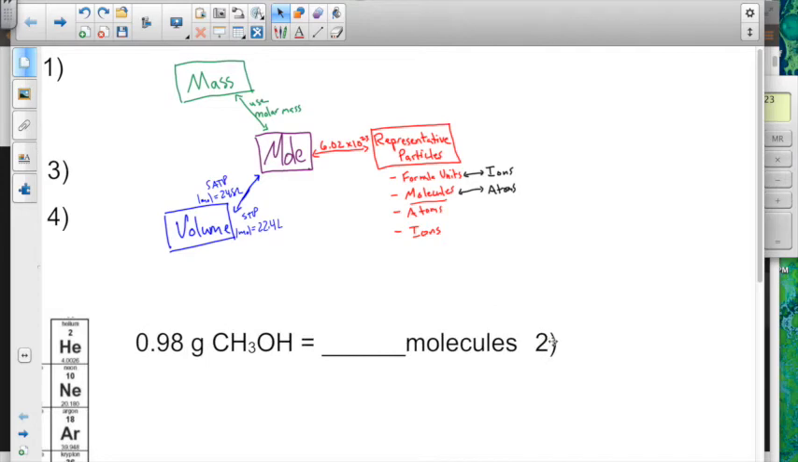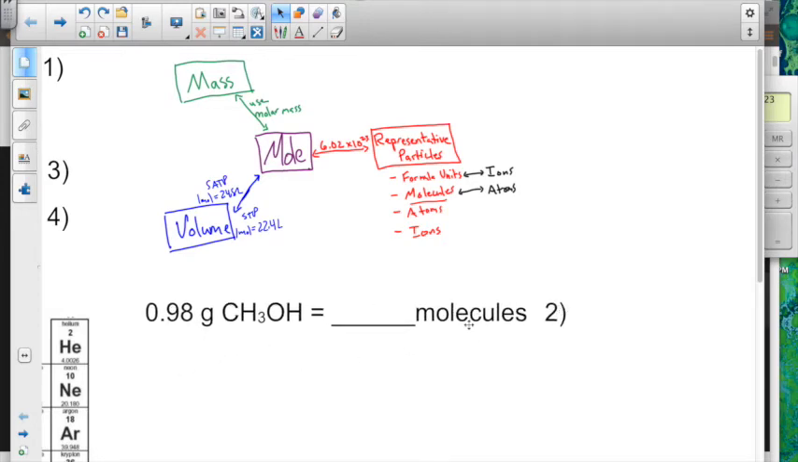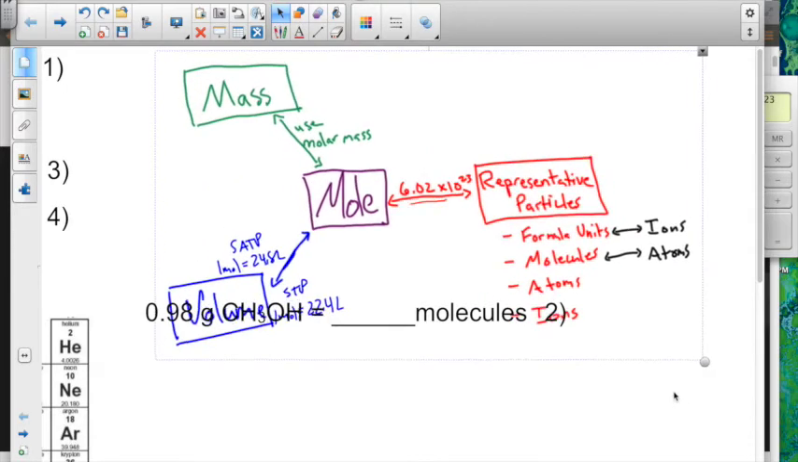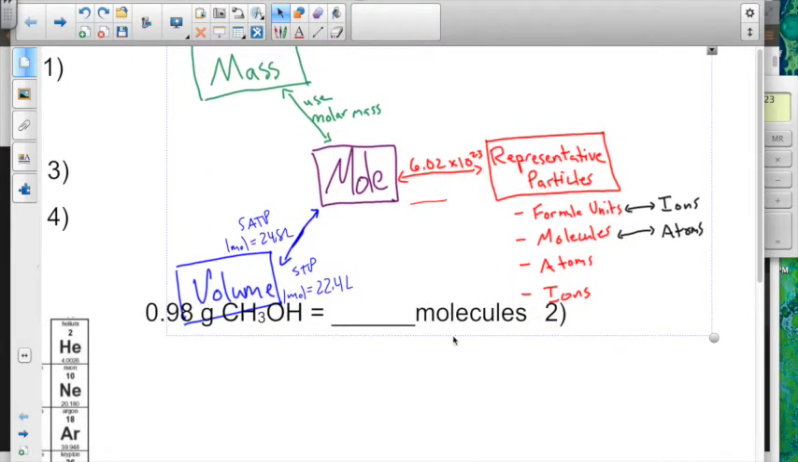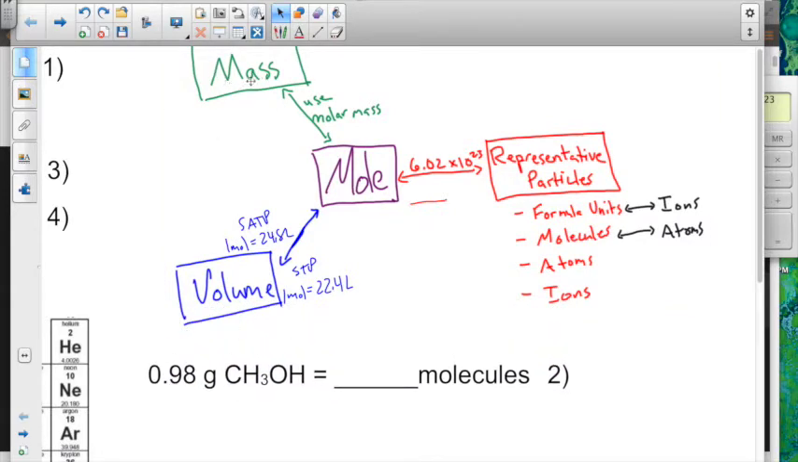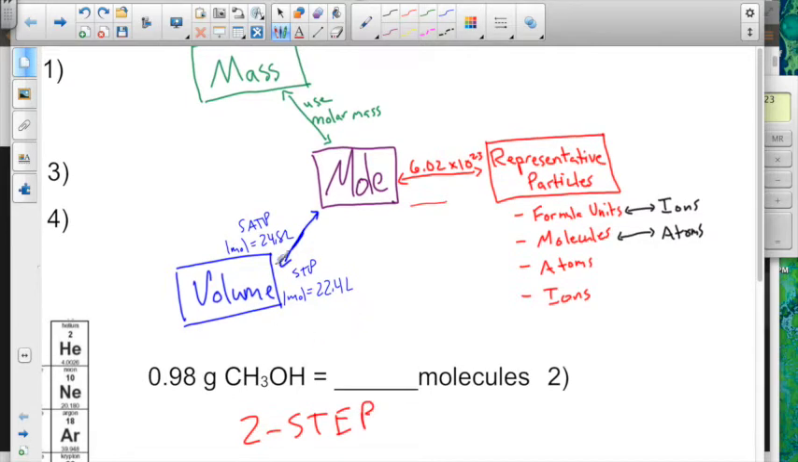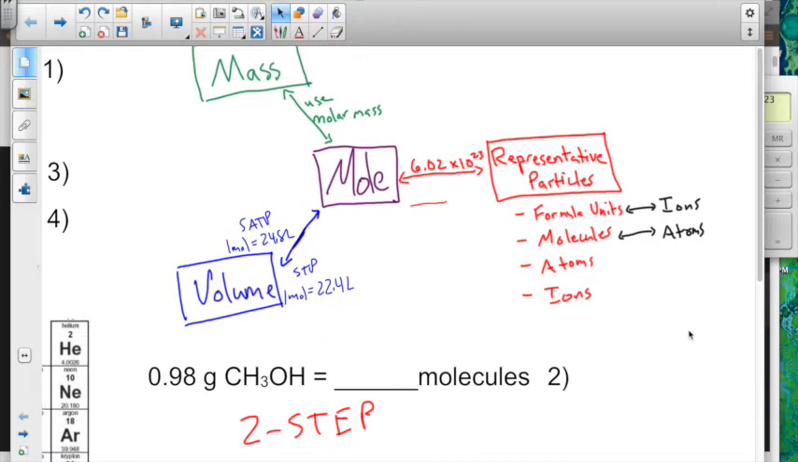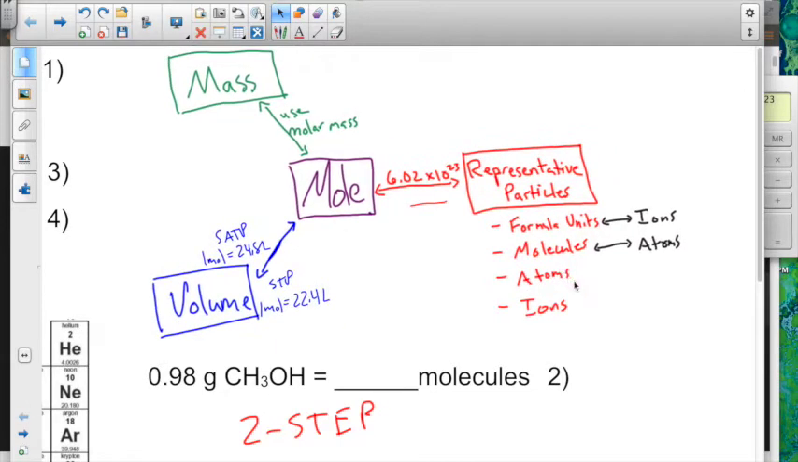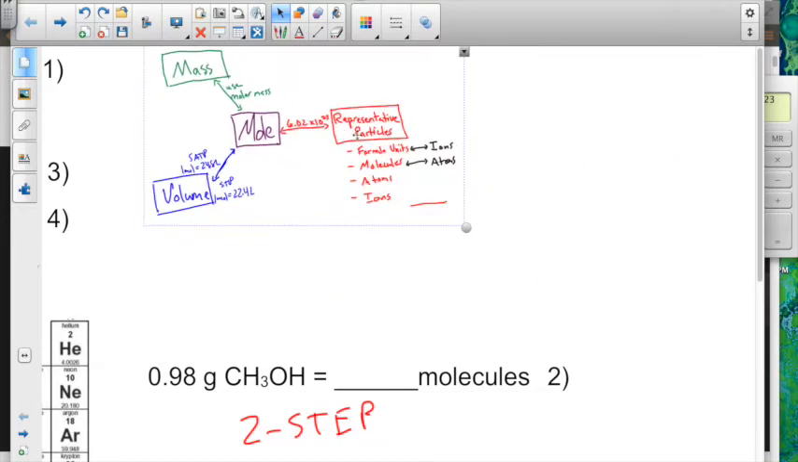Number two, we have grams, and we want to work into molecules. So looking back at our mole map here, when we have mass, which we have up top, see how to go from mass to moles? And then we want to go from moles to representative particles again. So we want molecules. So we identify this as a two-step conversion. I'm going to color code these again because I think that's a nice idea. That way you can see what's exactly going on.